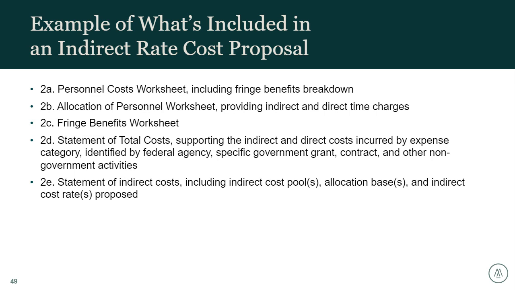They may be looking at costs related to your personnel, and they'll want a worksheet related to that, and that'll include any fringe benefits that you have. For the allocation, they're looking at some level of detail between indirect and direct time and how it's being charged. And your fringe benefits, they're having you track what is in that breakdown. And then looking at your total cost at the end of the day, what do you have to support that indirect and direct cost breakout?